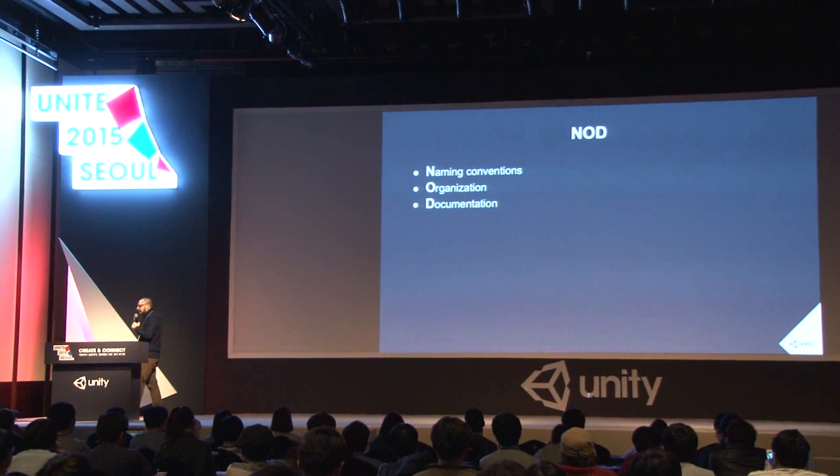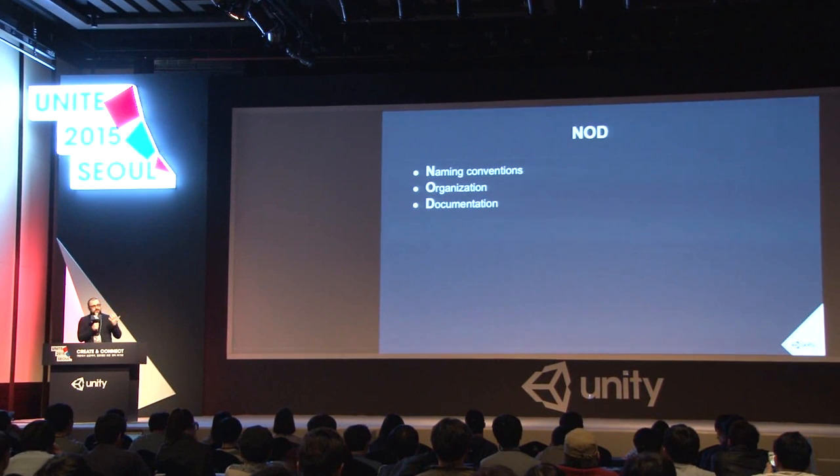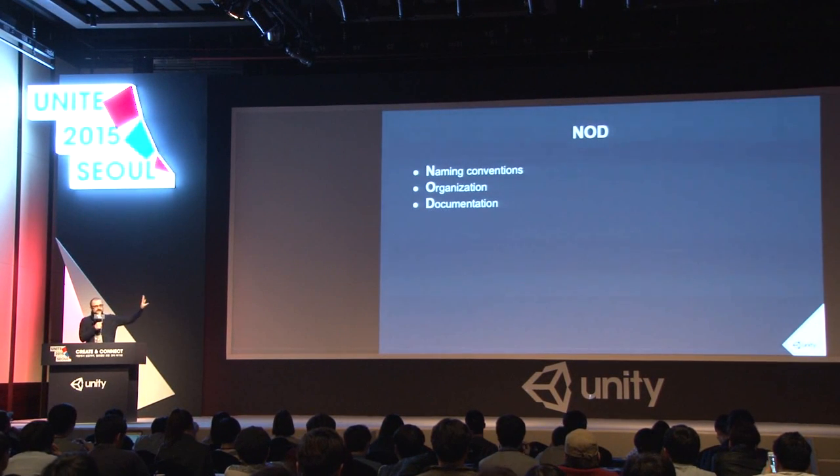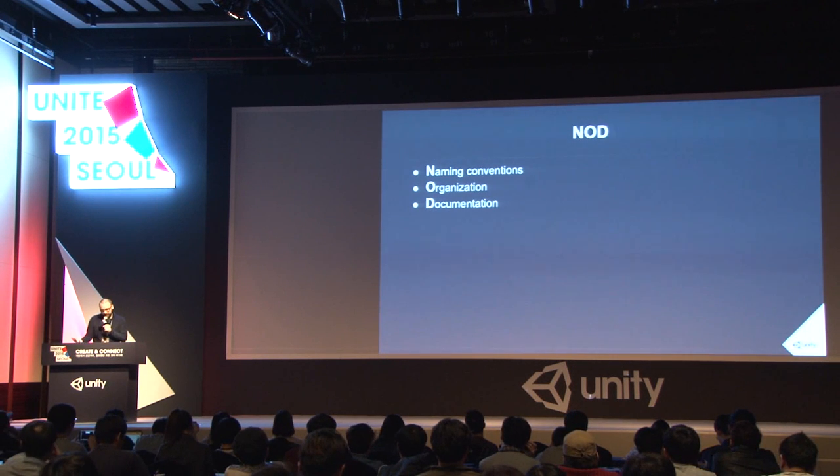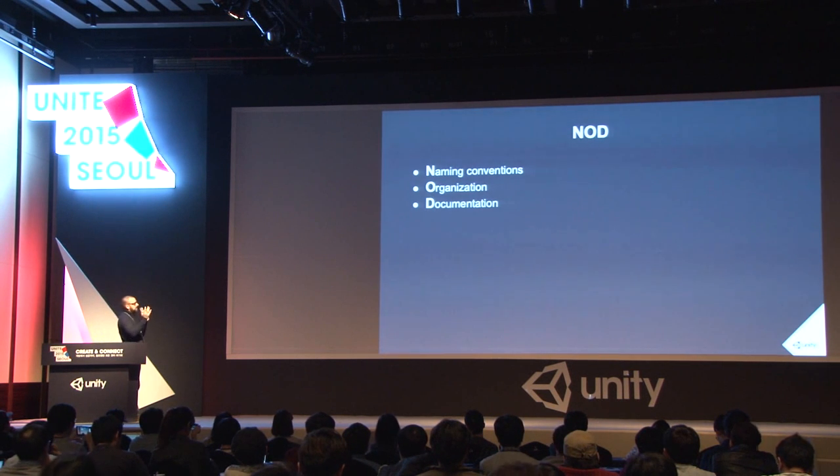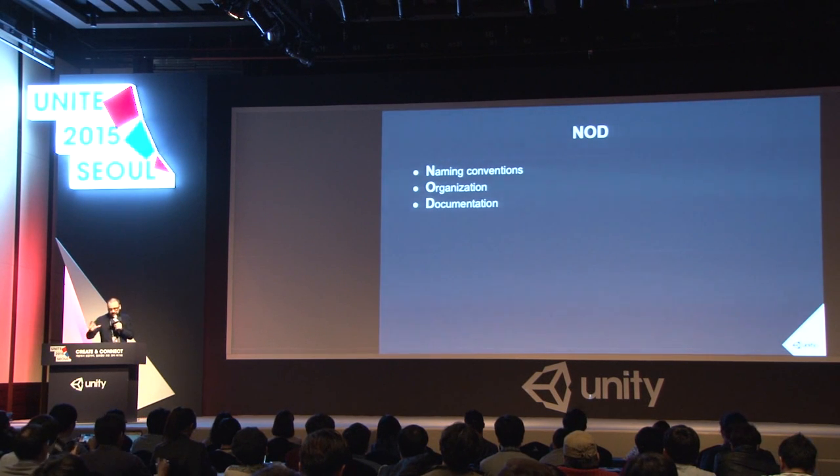However, as you grow as a studio, it's really important that you start becoming more professional, and one of those things is having more standards, and this really saved us when it came to our work in Unity 5. So this thing, NOD, stands for Naming Conventions, Organization, and Documents, and this is something Steven was really pushing for with the artists and the dev team, and it was really great.